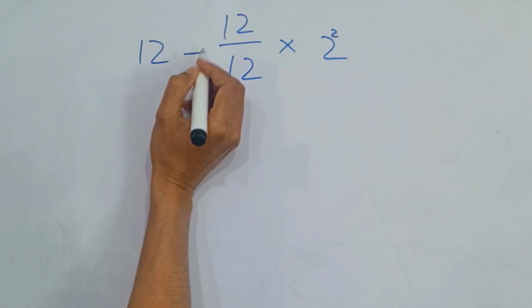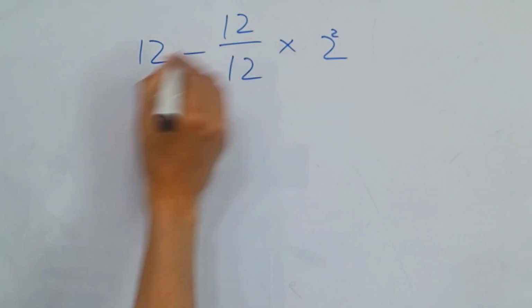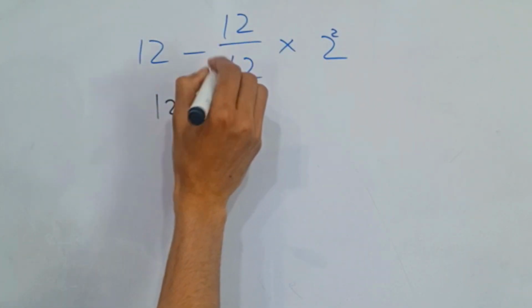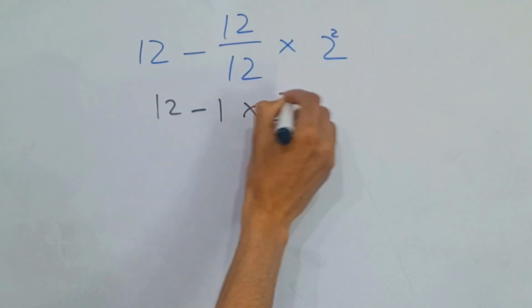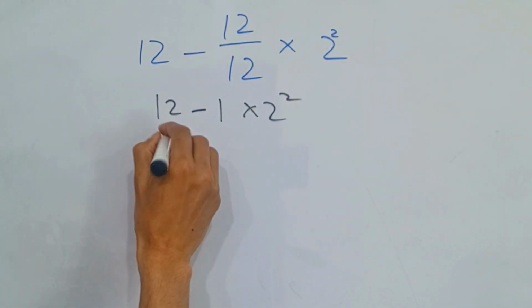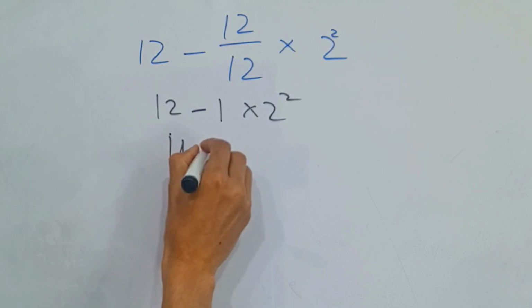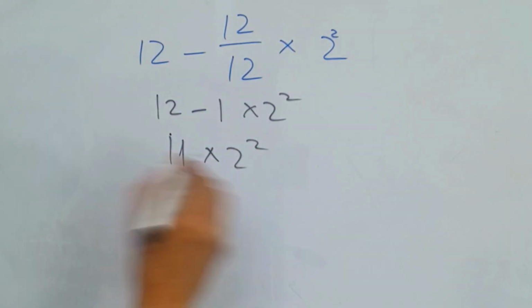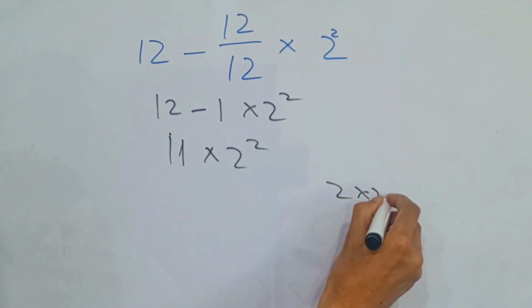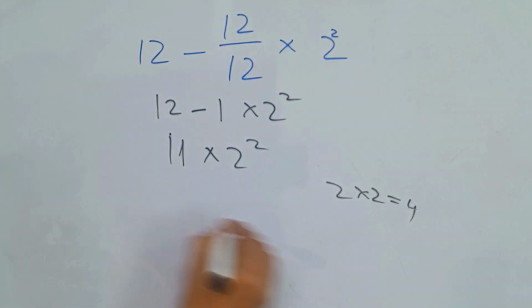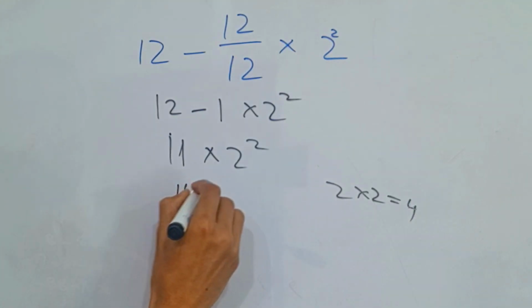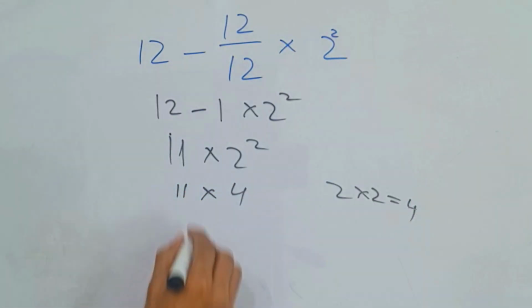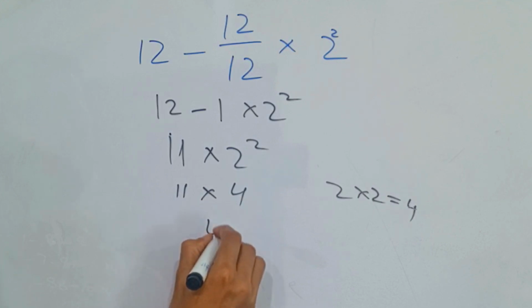Here, guys, we have 12 minus 12 divided by 12 times 2 squared. 12 minus 12 divided by 12 equals 1 times 2 squared, right? Now 12 minus 1 equals 11, and times 2 squared. Now 2 squared means 2 times 2 equals 4, right? So 11 times 4. Now 11 times 4 equals 44.